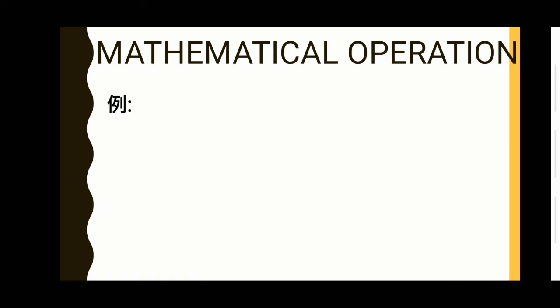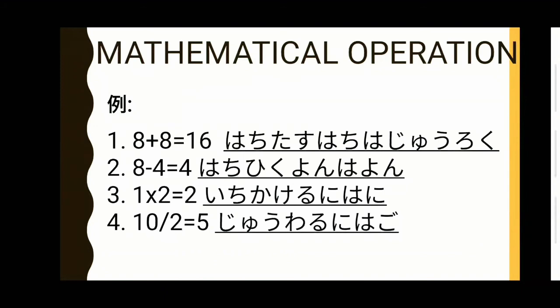I have here examples. So, ichibang. 8 plus 8 is equals to 16. So, meron na tayo dito ang hiragana nito. Hachi, tasu hachi wa juroku. Nibang. We have 8 minus 4 is equals to 4. So, in Nihongo it is hachi, hiku, yon, wa, yon.